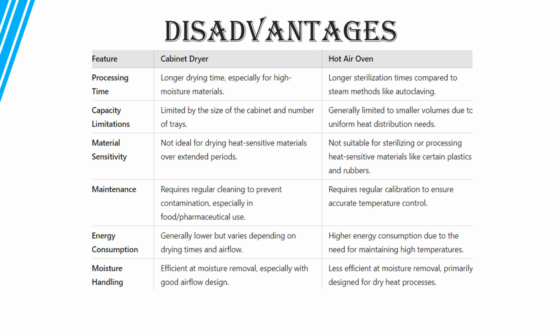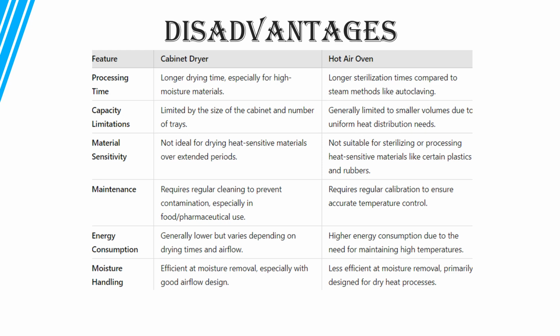In maintenance, for cabinet, it actually requires regular cleaning to prevent contamination, and in oven it requires regular calibration to ensure accurate temperature control. In energy consumption, for cabinet it is generally lower but varies depending on drying time and the airflow. For oven it is higher energy consumption due to the need for maintaining higher temperature.